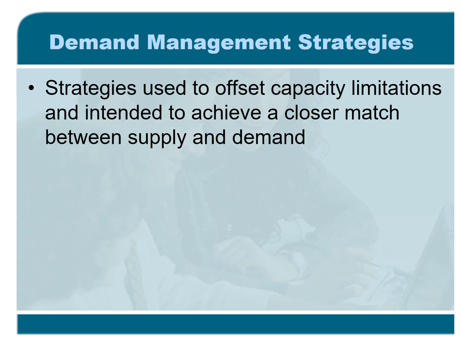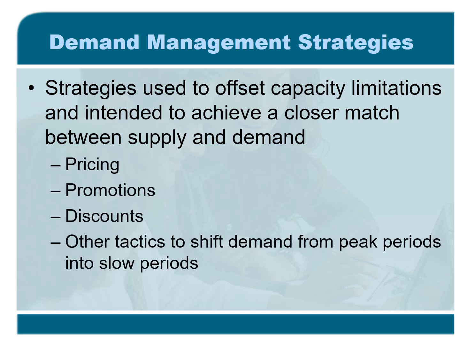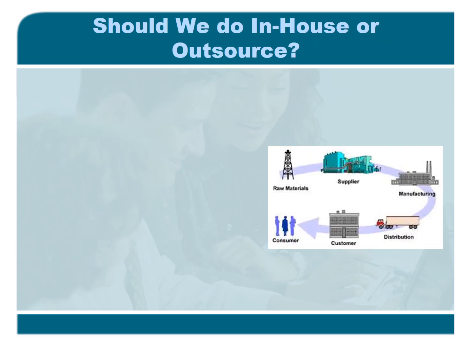Strategies used to offset capacity limitations and intended to achieve a closer match between supply and demand are called demand management strategies. They include pricing, promotions, discounts, and any other tactics you may have to shift demand from peak periods down to the slower periods.